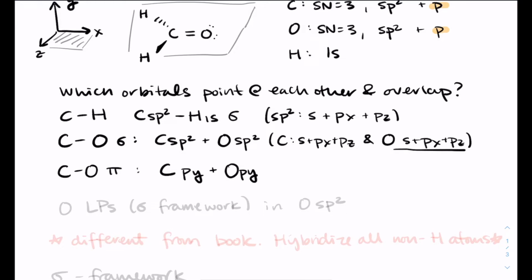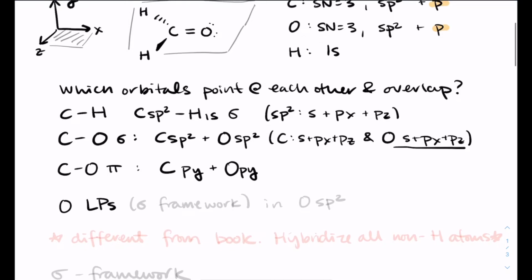Now, I am also going to make these with S, px, and pz so that, as you can see on the next line, when I make the pi bond, I have the py available on carbon and the py available on oxygen to overlap side by side, which is what a pi bond is. It's that sideways overlap. I need to use a regular p orbital to do it, and I need them to point both in the same direction.